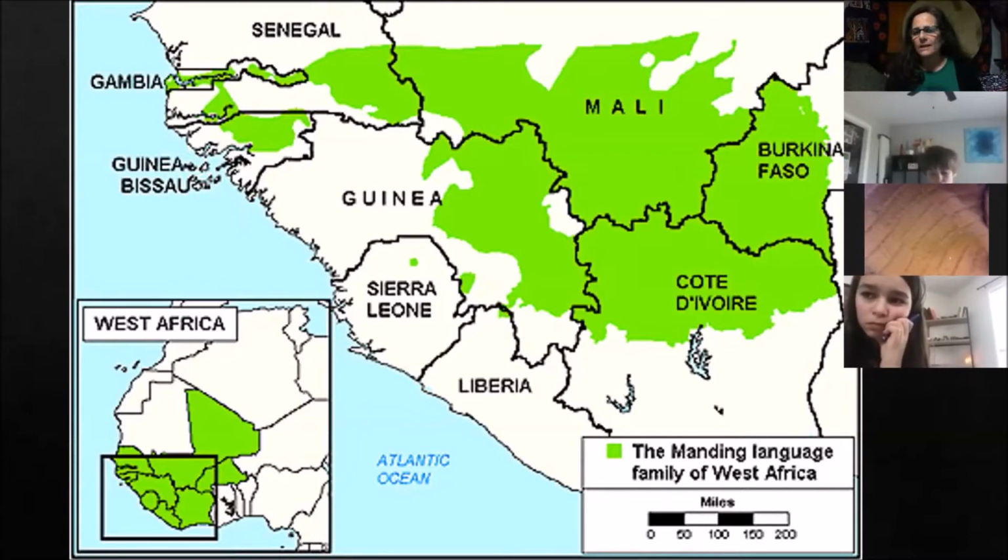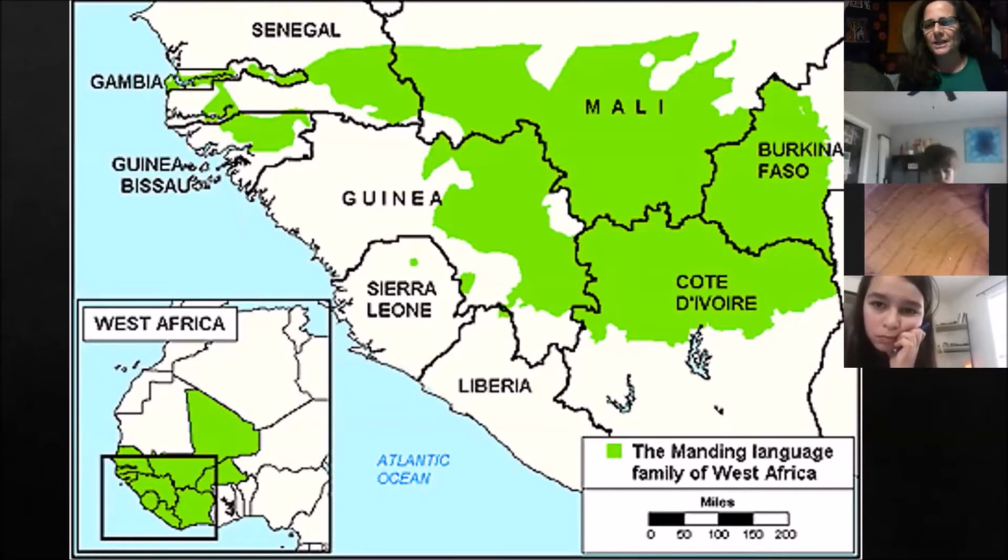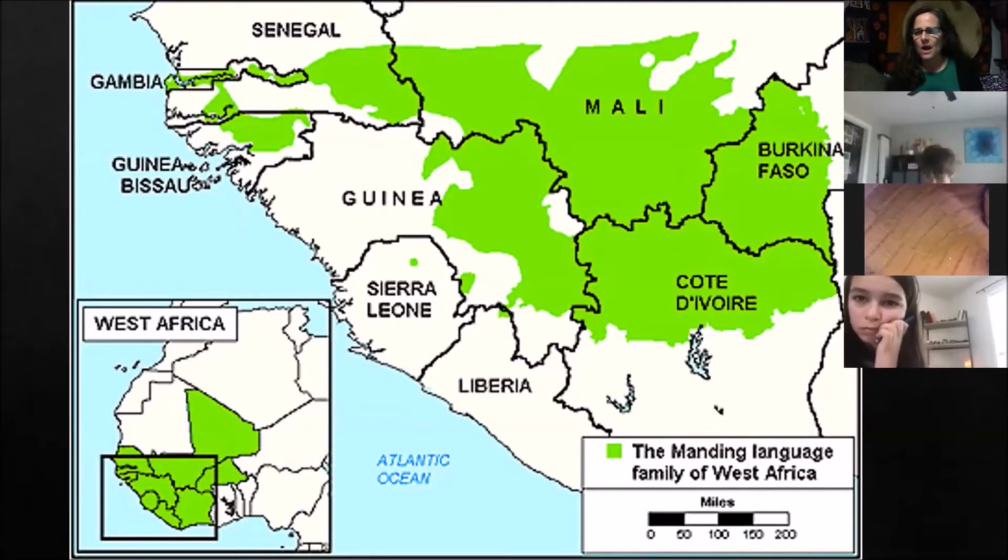Mali also has a lot of griots, a big griot tradition. And then you can see the other countries too. Burkina Faso, Cote d'Ivoire, we call that the Ivory Coast, Liberia, Sierra Leone, Guinea, Guinea-Bissau, and then Gambia and Senegal.